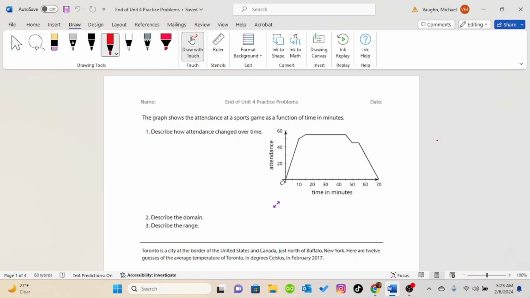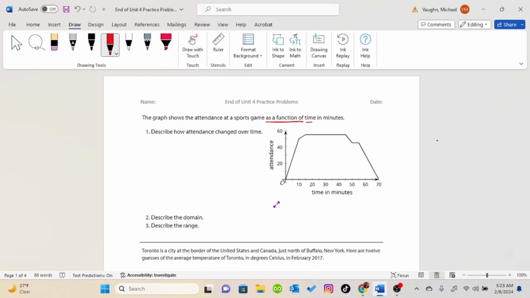The graph shows the attendance at a sports game as a function of time in minutes. So remember our key words. As a function of, we can see that time is our input, and we can see attendance is our output. Number one, describe how attendance changed over time.